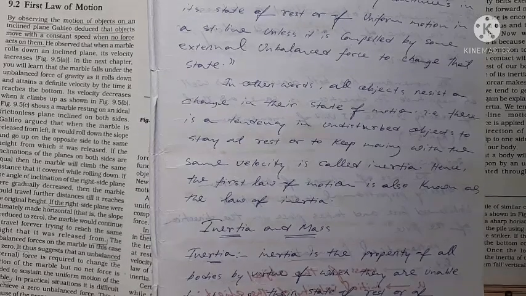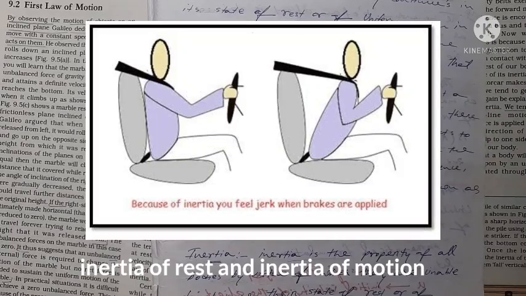We can understand this with an example. Suppose you are moving inside a vehicle, and suddenly the brakes are applied, you move forward. Why? Because it is the tendency of your body to move forward, as you are in the state of motion. When the brakes are applied, your body still tends to move forward because it wants to stay in the state of motion.